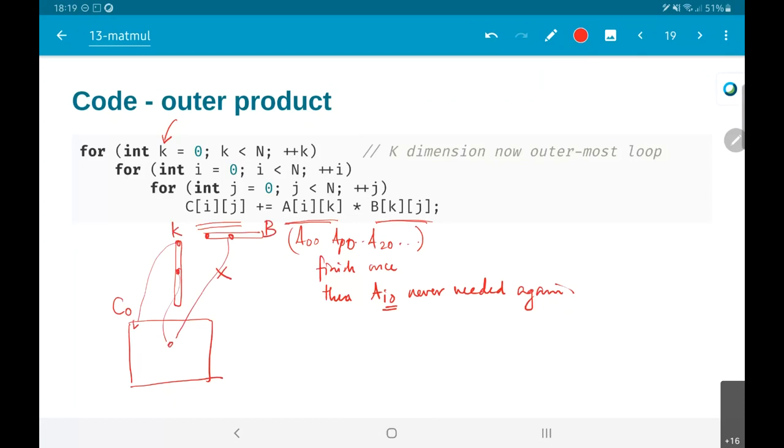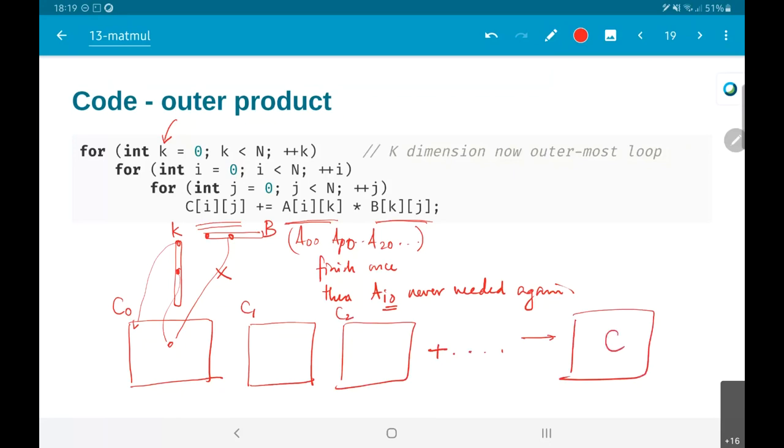But what is ending up happening is I create one matrix like this. Then I create another matrix C1. Then I create a matrix C2. And I add all of these together to give me my C.